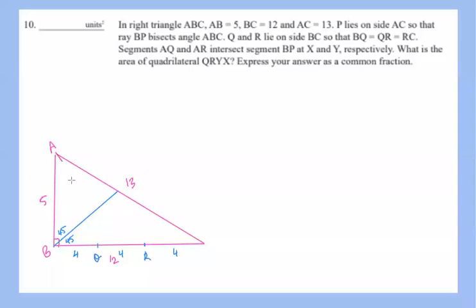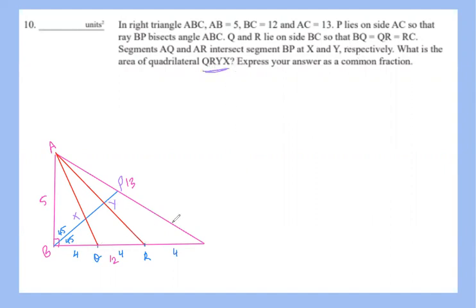And let's connect those as well because we are told AQ and AR. Whenever I do this, the intersections between BP, where this was P, and those two segments are called X and Y respectively. So those are X and Y, this point and this point. Based on this, what is the area of QRYX?